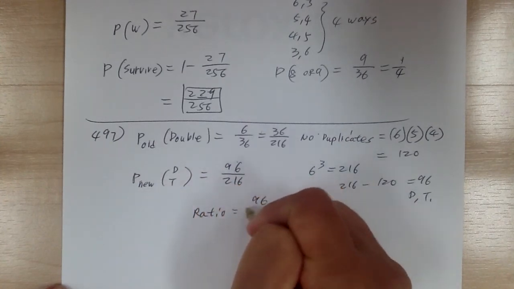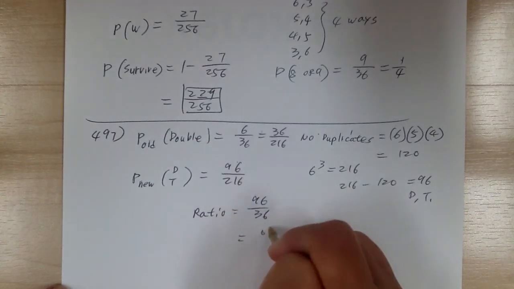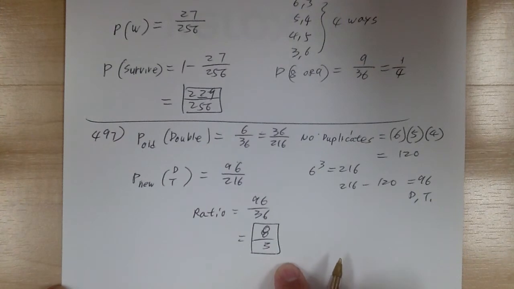will equal 96 over 36. So it would be equal to 8 over 3. So it's almost triple the likelihood of getting out of the pit.